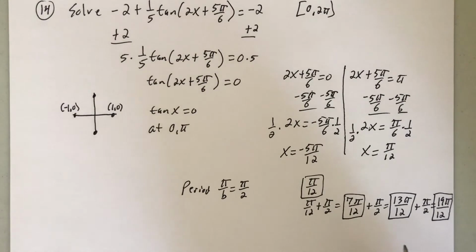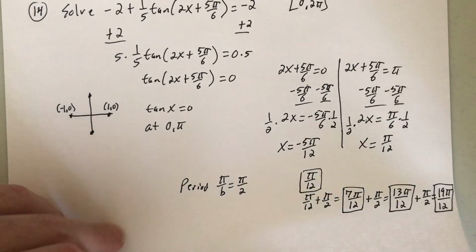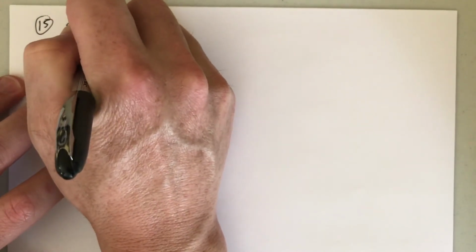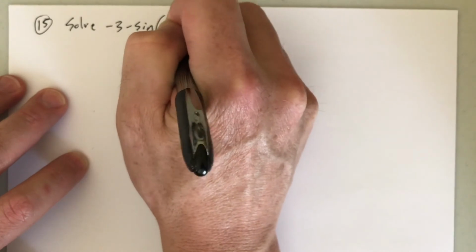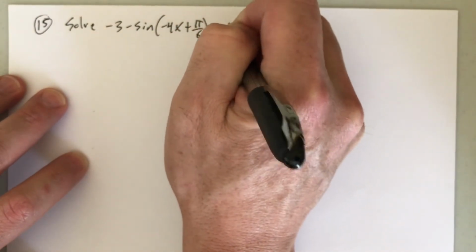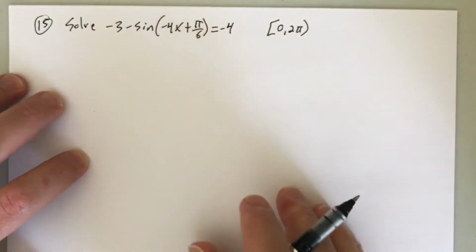Let's see if I can get another one in here before I hit that 15-minute mark of the video. So I'm going to flip the page, and let's look at, line this up here, number 15. So we're going to solve negative 3 minus sine of (negative 4x plus pi over 6) is equal to negative 4, and we're going to go in the interval of 0 to 2 pi.